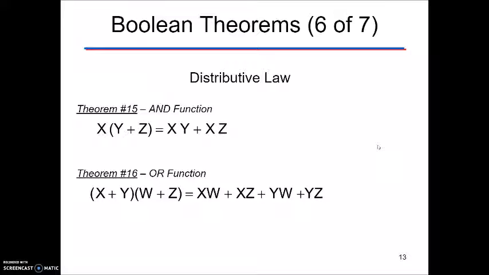Distributive law, same thing with the AND function: x(y or z) equals xy or xz. So we can distribute that x throughout. And same thing with the OR function. If we have (x or y) and (w or z), we can then get xw or xz or yw or yz.